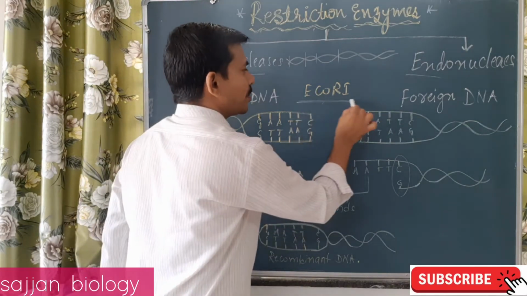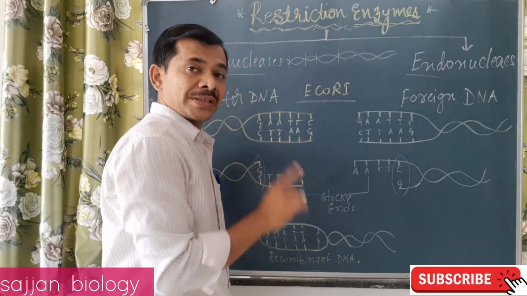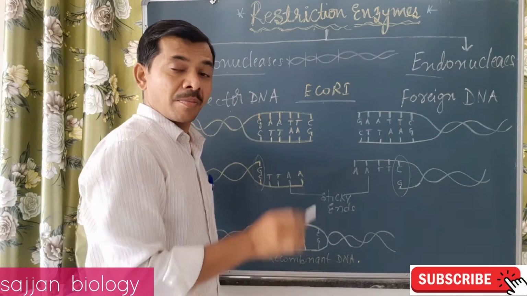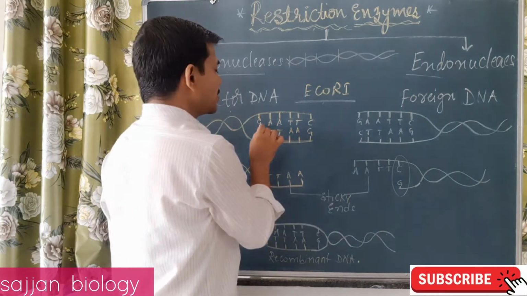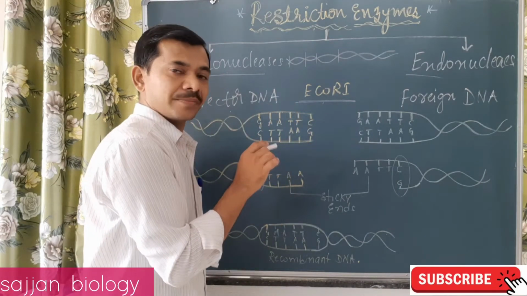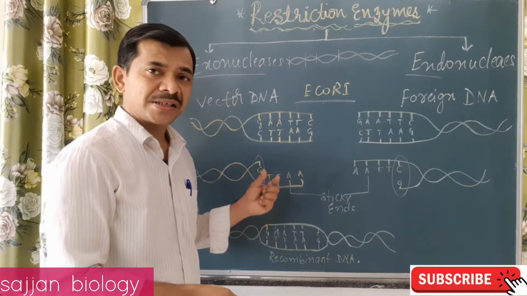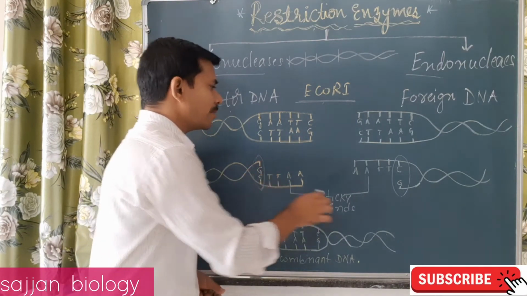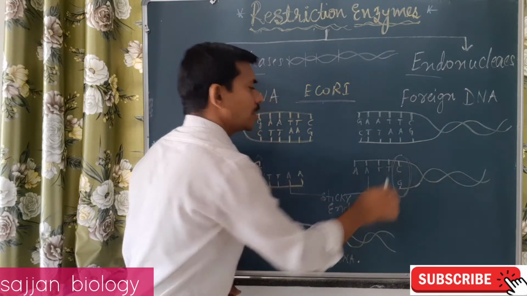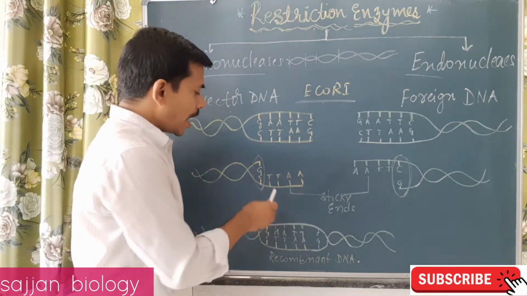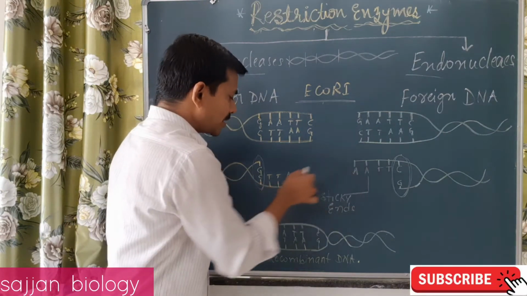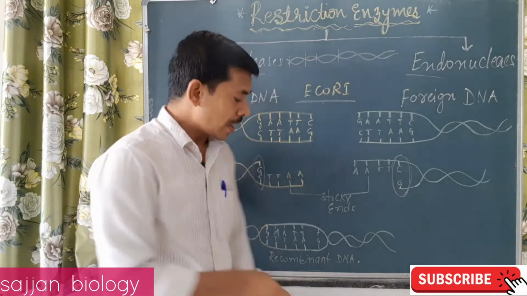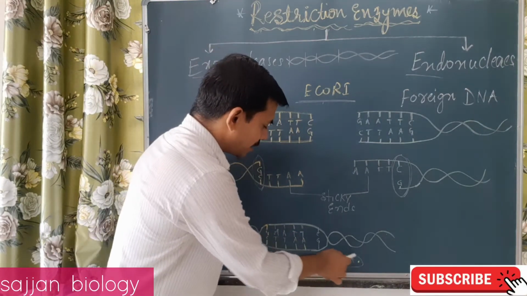Next we discuss in detail how a restriction enzyme acts on DNA. We have taken the example of EcoRI, an enzyme which acts on both vector and foreign DNA by recognizing a particular sequence, GAATTC. After recognizing the sequence, it cuts, leaving overhanging nucleotides in both vector and foreign DNA. In this way it forms sticky ends. These sticky ends are joined by the ligase enzyme, and then it forms the recombinant DNA.